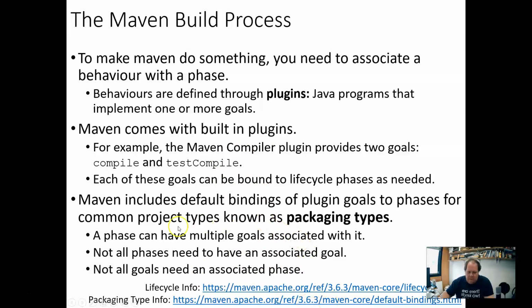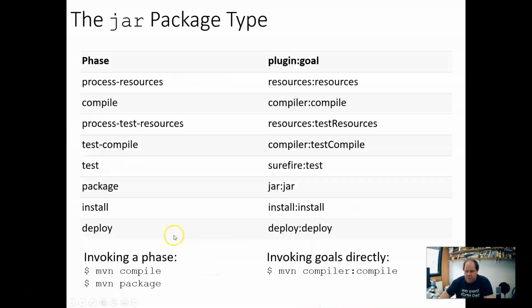There's more information on the default bindings of packages here. There is a default first level package type, which is the jar package type, and this has the following 8 bindings. This defines bindings of plugin goals to 8 of the 23 phases of the default lifecycle. This jar package type is the default package type, and if you don't define a package for a Maven project, this is the package that you get associated with.